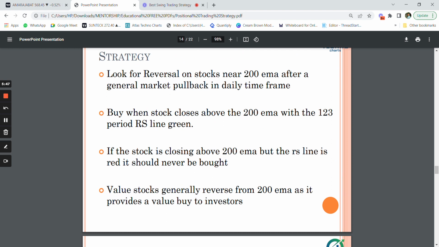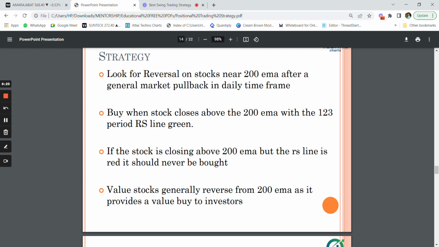Now, basically, we are looking for reversals on stocks that are coming near the 200-day moving average after a general market pullback or after the stock has corrected a lot. Buy only when the stock closes above the 200-day EMA, and also when the RS, the 123 period RS, has also turned green. Because if we use both conditions, then we can avoid a lot of continuous trades in case of consolidation periods of a stock near the 200-day EMA, right? If the stock is closing above the 200 EMA, but the RS is in red color, it should never be bought. And this is the basic rule of the strategy.